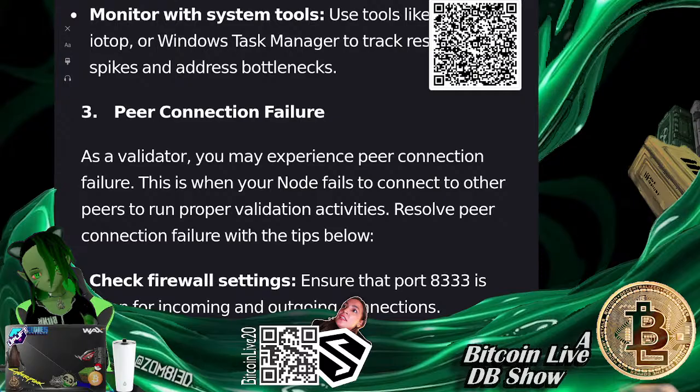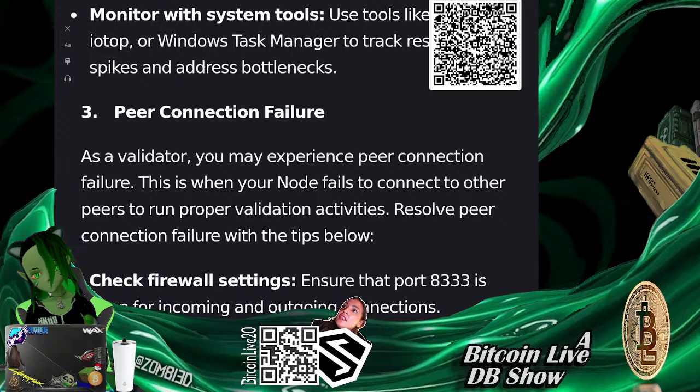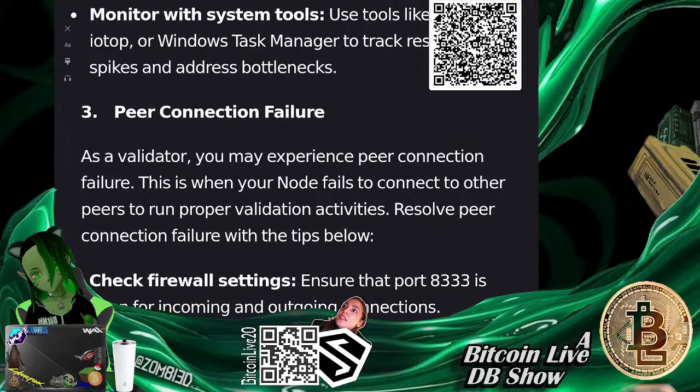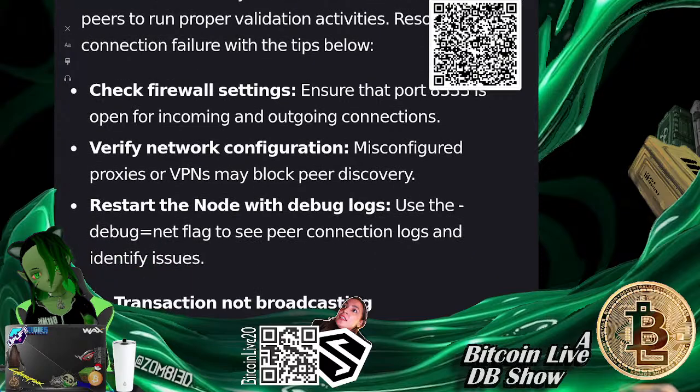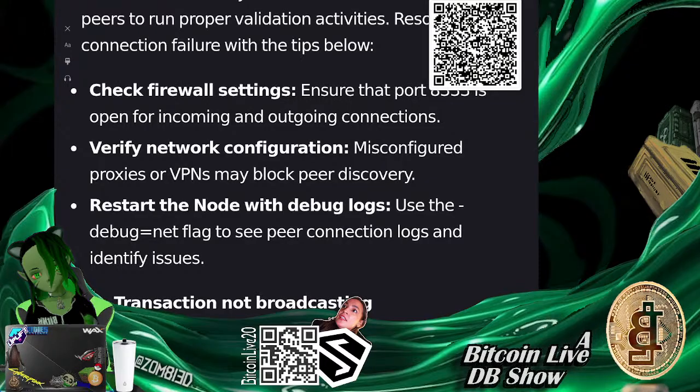Now, as a validator, you may experience peer connection failure. This is when your node fails to connect to other peers to run proper validation activities. Resolve these in the following ways. Check your firewall settings. Ensure your port 8333 is open. Verify the network configuration, considering that if your network or VPN isn't set right, it may not be able to have block discovery or peer discovery.